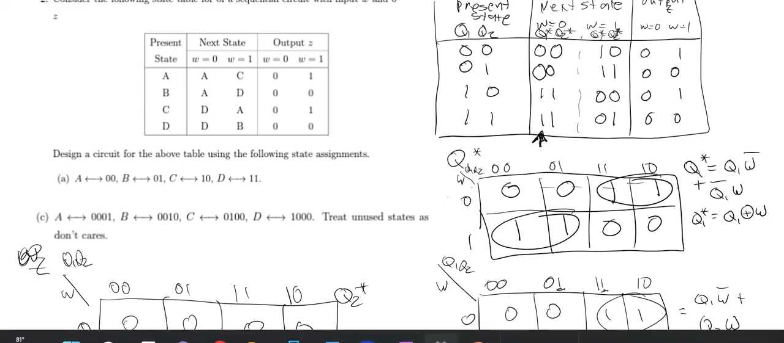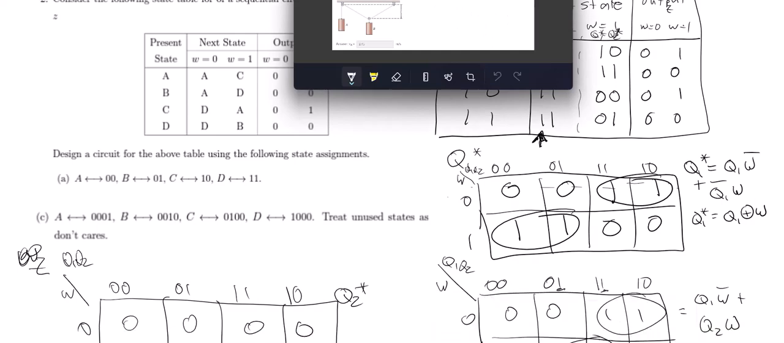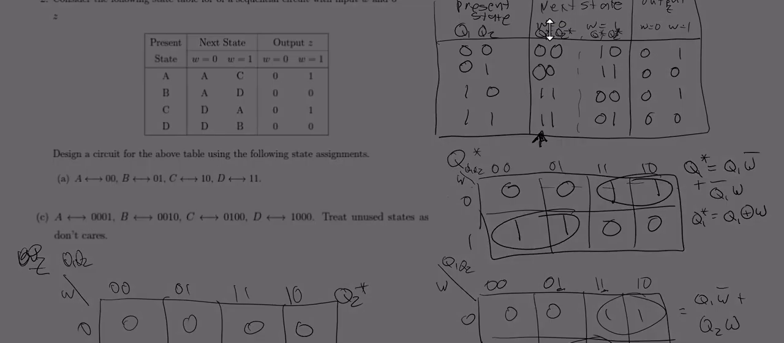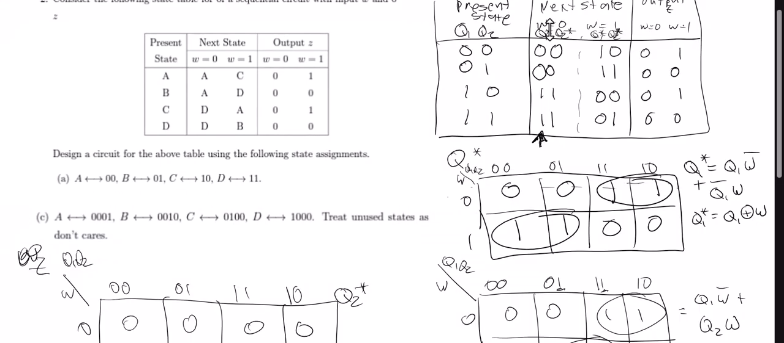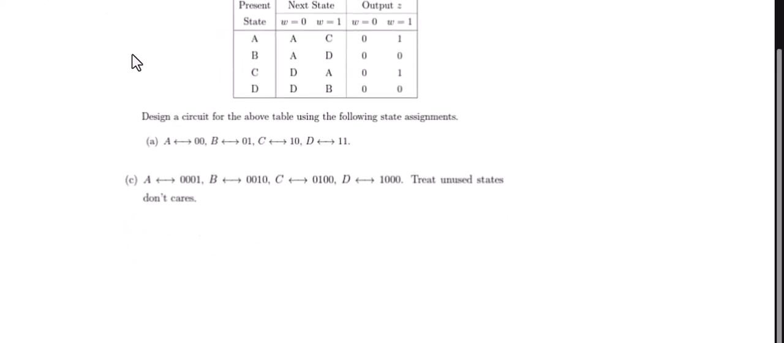Okay, so now we're going to do the same finite state machine, but this time we're going to use a one-hot assignment. One-hot assignment means that in each case only one bit is 1. So in this one we had 4 states, and so we used 2 to the 2 equals 4, so we used 2 flip-flops. This one we're going to use 4 flip-flops.